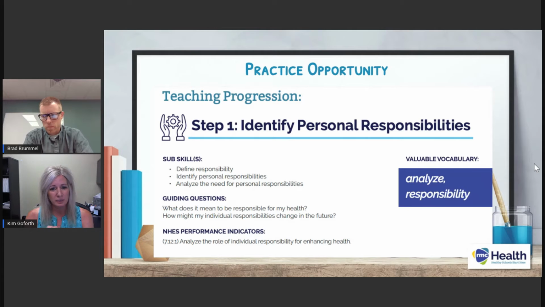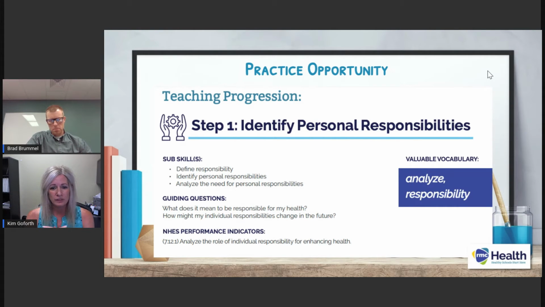And so looking at some of the guiding questions, this will also come out in the role play. What does it mean to be responsible for my own health? And then when you think back to the performance indicator, my family's health and my community's health. And so really having them analyze and starting to make those connections on how some of this role play could impact their own health. And then how could some of those responsibilities change in the future. If you're dealing with middle school students, how could these decisions affect you when you're in high school? And then high school, how can you carry that on into your adult life?